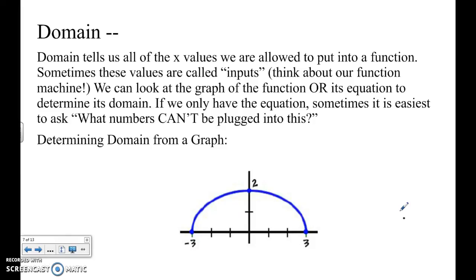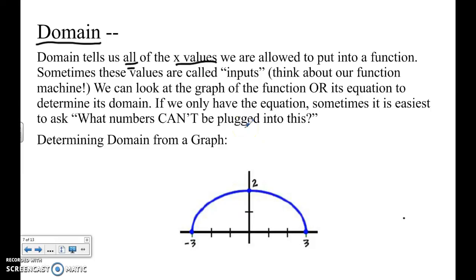So what I wanted to do today is talk about two keywords. The first one is the idea of domain. And the domain tells us all of the x values we are allowed to put into a function. Sometimes these values are called inputs. Think about what we just did with the function machine last week. We can look at it on a graph of a function or its equations to determine its domain. If we have only the equations, sometimes it's easiest to ask what number can't be plugged into this. And we're going to deal with that later.